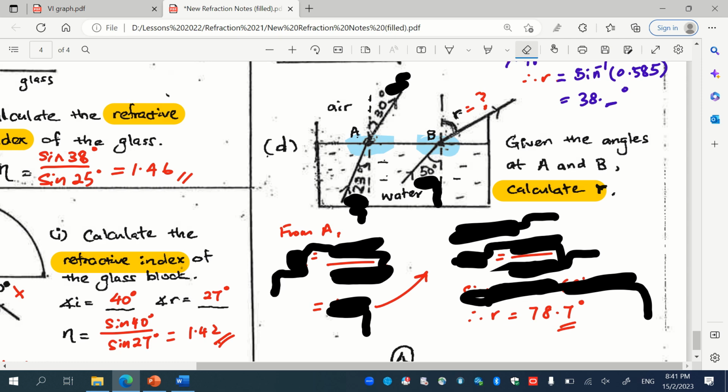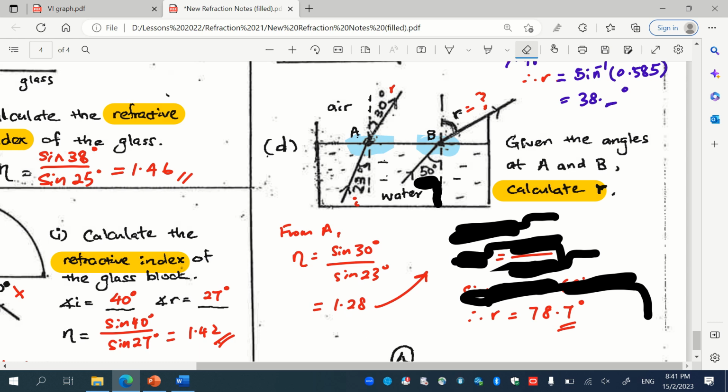So it has to start all the way from part A. Let's go from A. Who is the angle I? Angle I is 23. Angle R? Angle R is 30. Then use sine R over sine I, the big angle, sine 30 over sine 23, to find your refractive index of the water first. And here you get 1.28. Now use your 1.28, go to point B, refraction, to solve your R.